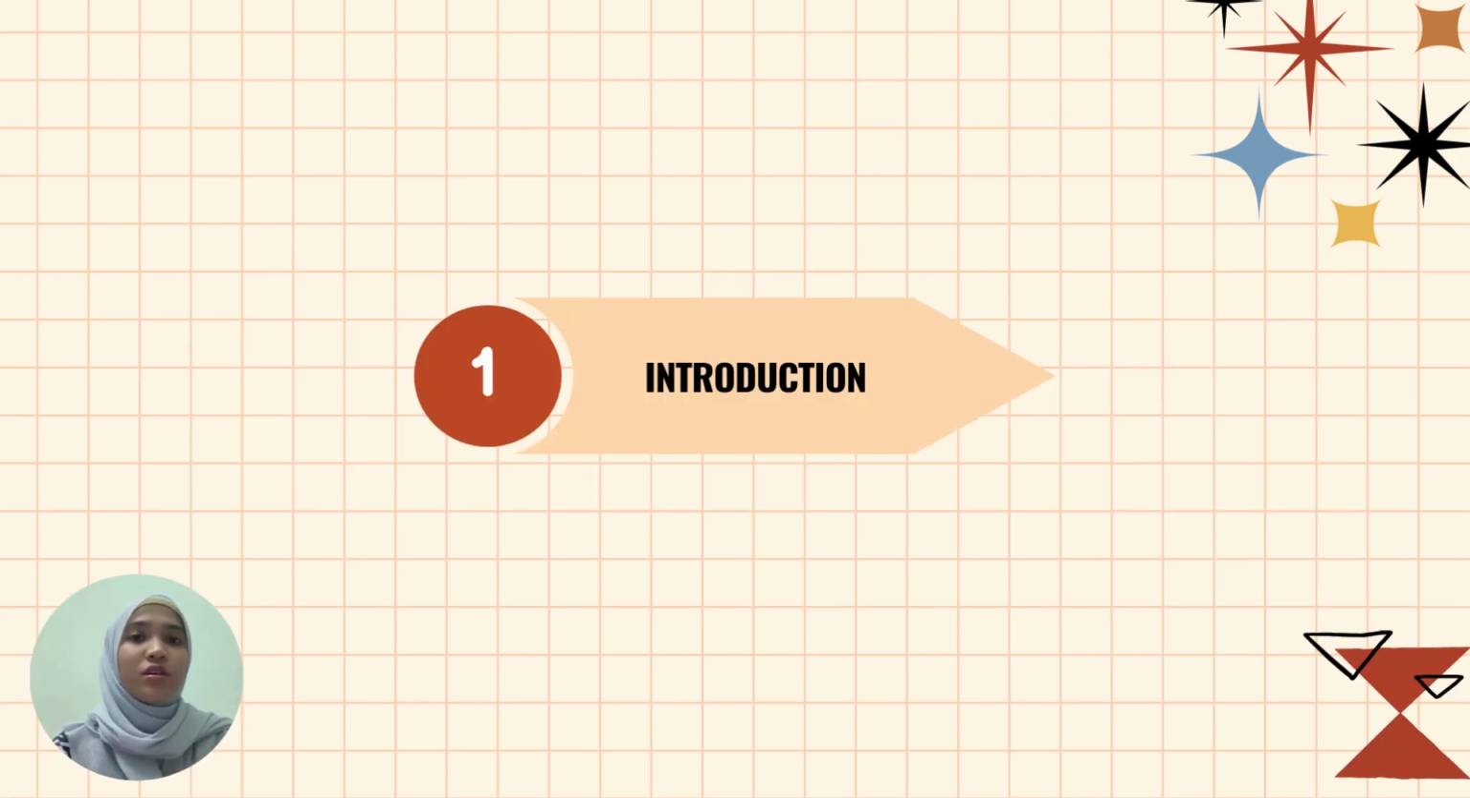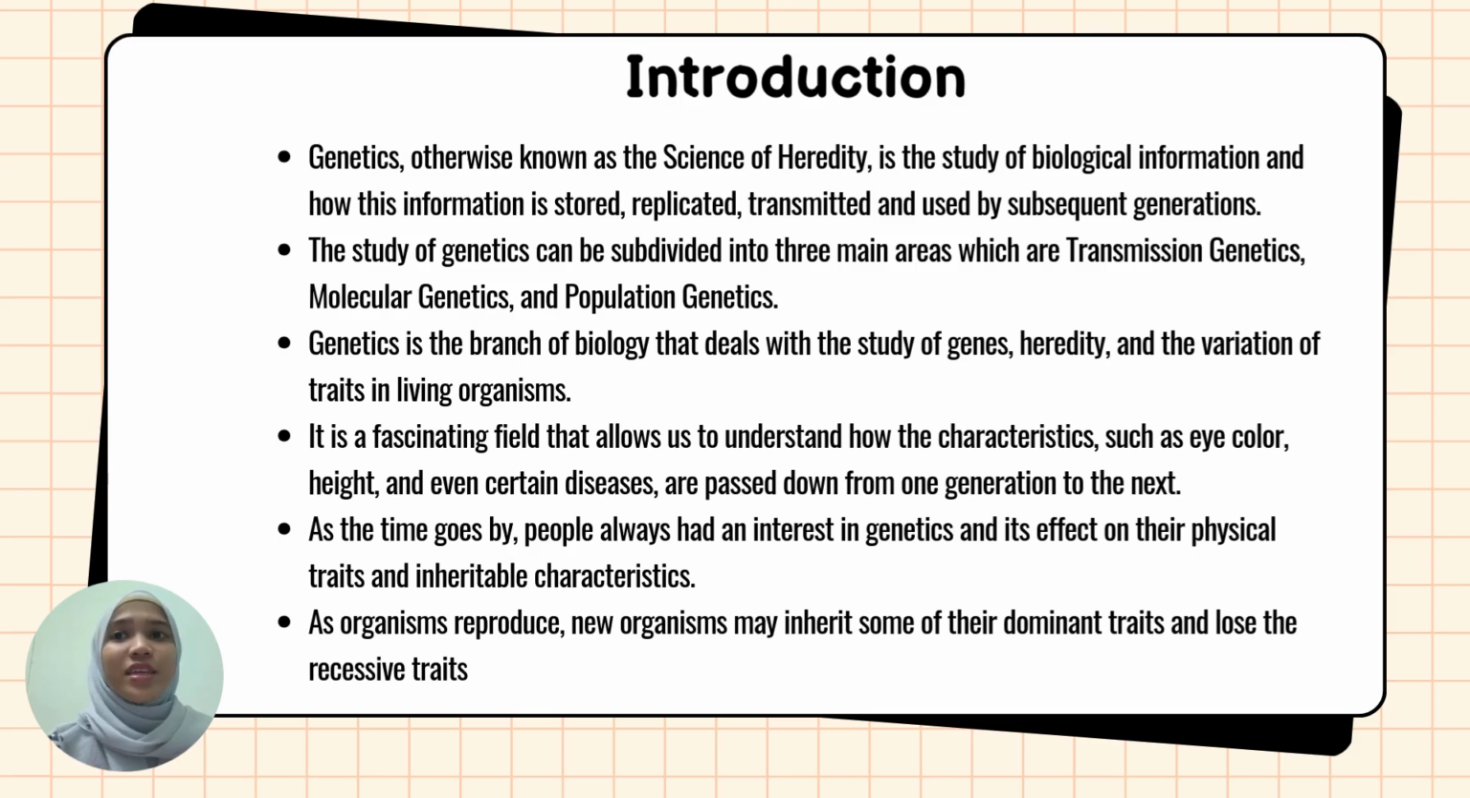So for the first part is about the introduction. Genetics, also known as the science of heredity, is the study of biological information and how this information is stored, replicated, transmitted and used by subsequent generations. The study of genetics can be subdivided into three main areas, which are transmission genetics, molecular genetics, and population genetics.